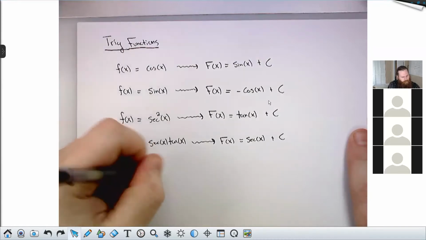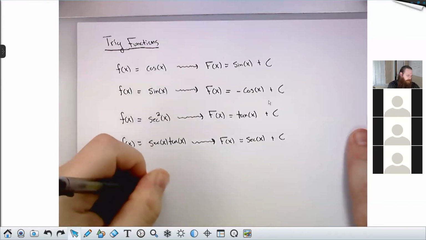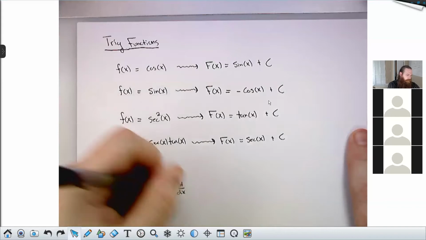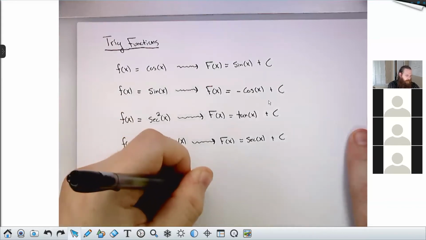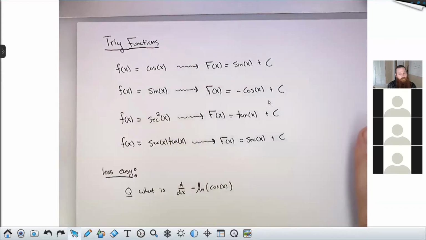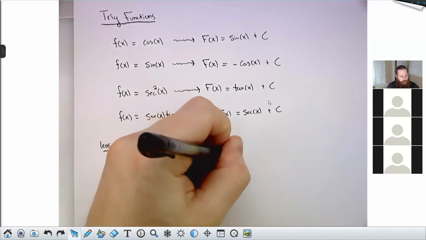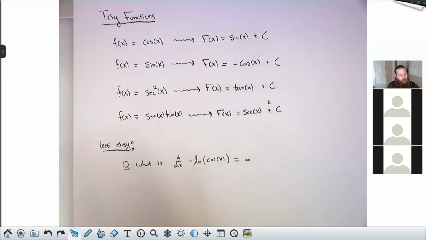Rather than just giving you the result here, I'm going to ask the question. What is the derivative of negative natural log of cosine? Remember back when we did some of those weird log derivatives, we're like, oh, this looks like this. Surprising, right? Like the logs all went away and we just got a regular trig function. Well, now it's coming back at us. The negative is going to come along for the ride.